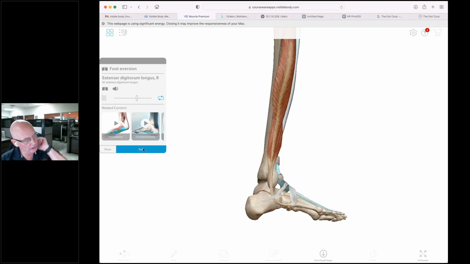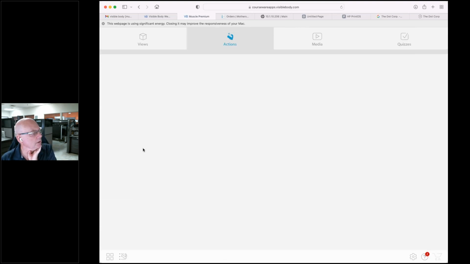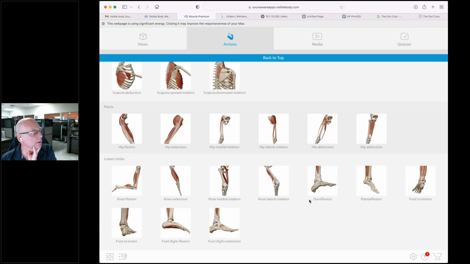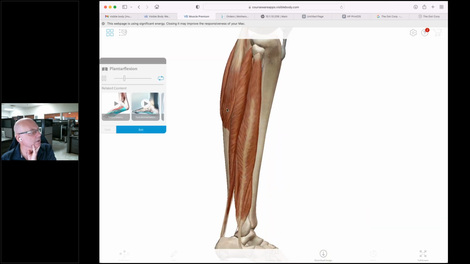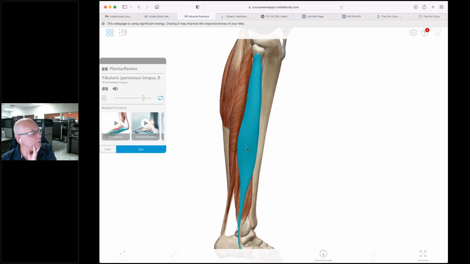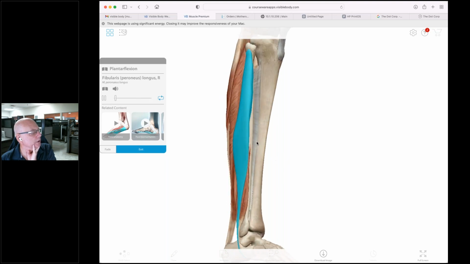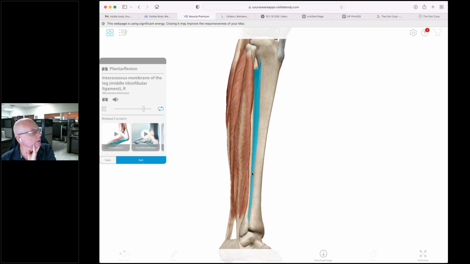So let's go ahead and go to plantar flexion. Let me find plantar flexion. I know it's here. We just saw it. Plantar flexion. Duh. And you can see here, there's gastrocnemius, soleus, as well as fibularis longus and brevis. Okay, so those are the other muscles.